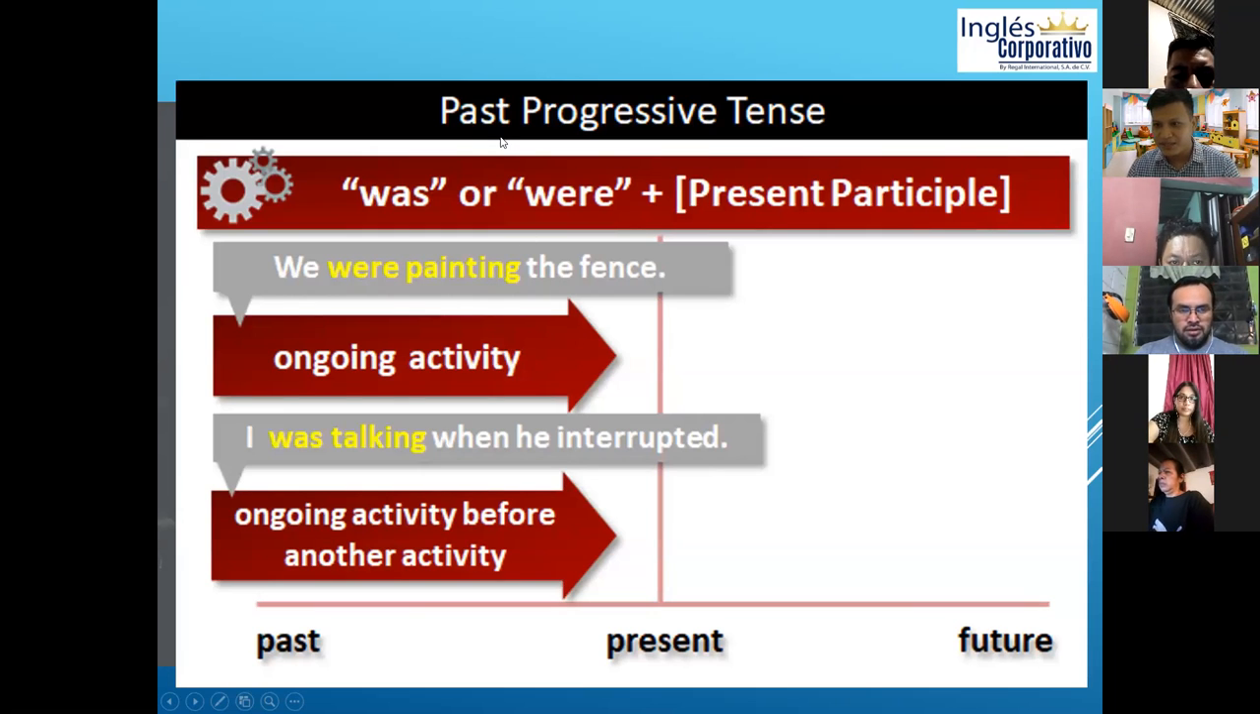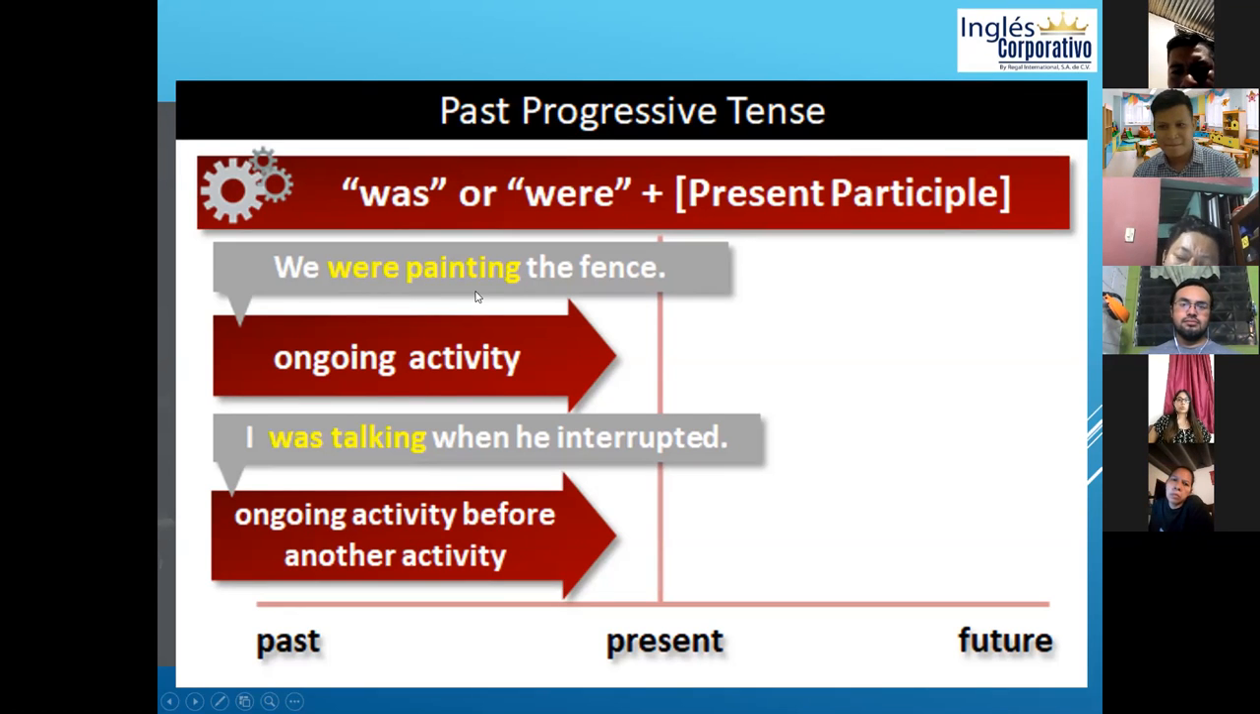Okay, veamos acá. Ese present progressive también lo podemos utilizar en el past progressive tense. Solo que en vez del verbo to be in present, we're going to use was or were in the past. For example, let's see Miguel Angel, read this one. Okay, we were painting the fence. Yeah, now in Spanish. Pintamos la fachada. Okay, okay, yeah. Pero acá, pintamos es solo we painted. Pero acá, we were painting.